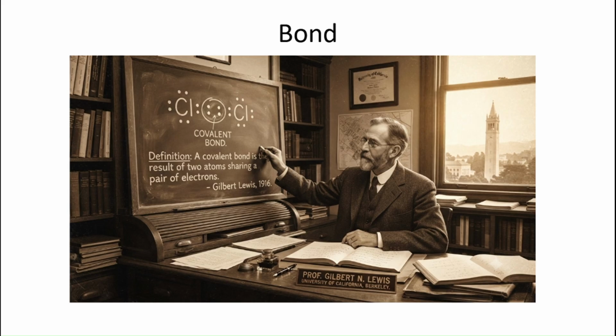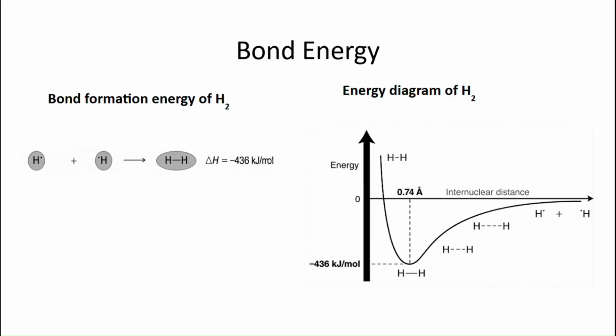To understand why atoms share electrons, we have to look at energy. When two isolated hydrogen atoms are far apart, their potential energy is defined as zero. But as they approach each other, powerful forces begin to interact. The nucleus of one attracts the electron of the other, while the nuclei repel each other and the electrons repel each other. At a very specific distance, 0.74 angstroms for a hydrogen molecule, a delicate balance is struck.